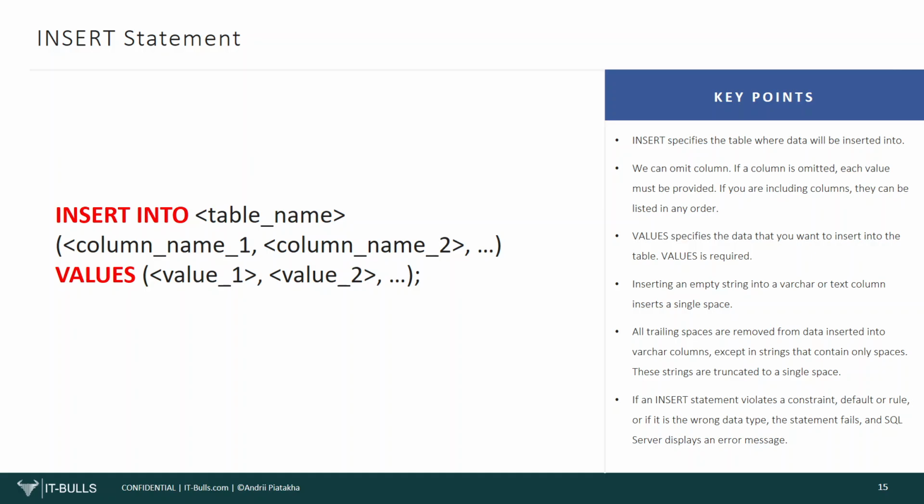Insert specifies the table where data will be inserted into. We can omit columns. If columns are omitted, each value must be provided. If you are including columns, they can be listed in any order. Values specifies the data that you want to insert into the table. Values is required. Inserting an empty string into a varchar or text column inserts a single space. All trailing spaces are removed from data inserted into varchar columns, except in strings that contain only spaces. These strings are truncated to a single space.